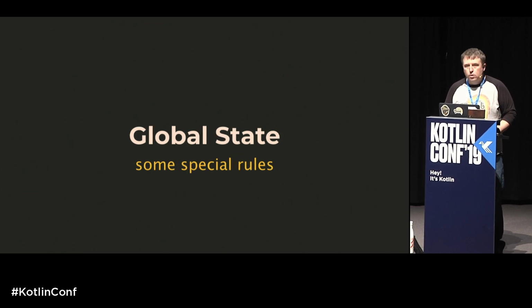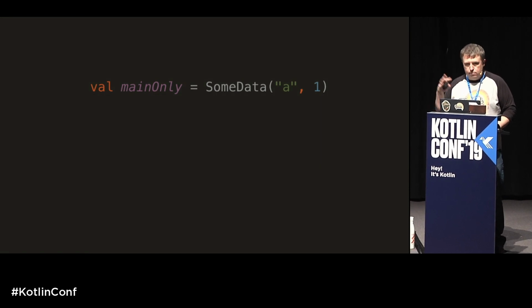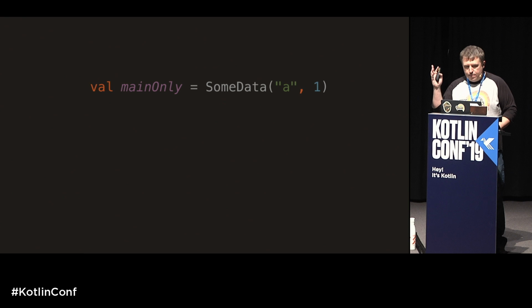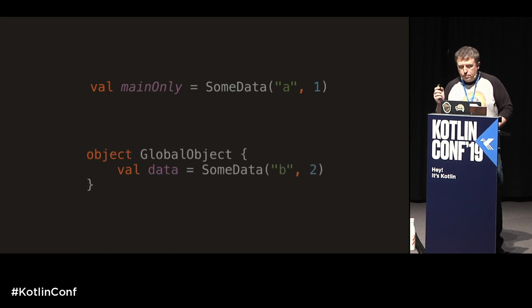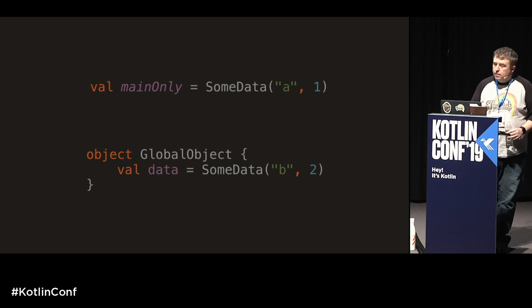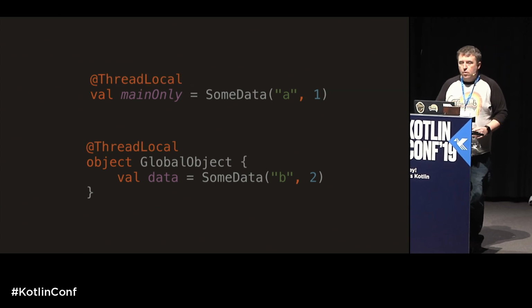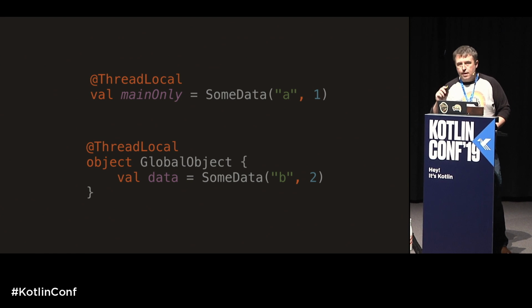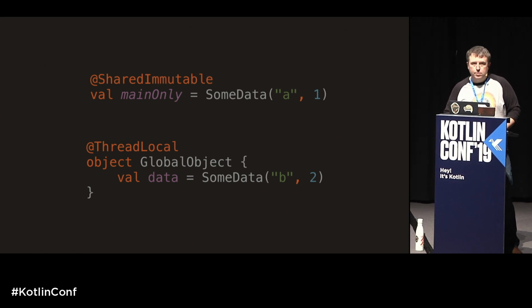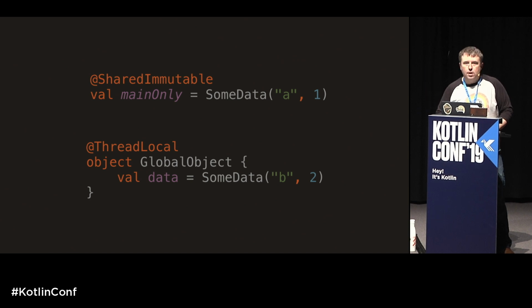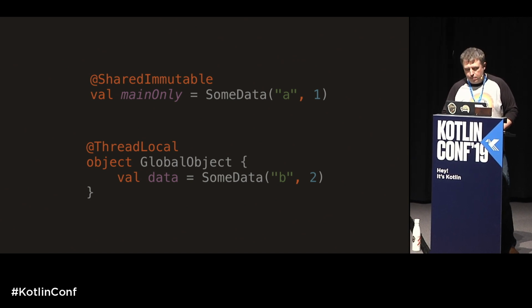So global state has some special rules. If you define a val or a var somewhere in open space in a file, it will only be available to the main thread, but it will be mutable by default. If you try to get at it from a background thread, you'll get an exception. Global objects will be frozen by default. You can get them from any thread, and it's the same instance, but you can't mutate any state. On either of these things, you can give it a thread local annotation, which will mean every thread gets a copy, but they're still mutable. And then the other option is for global vals. You can say share it immutable, and it'll be frozen, and everyone gets the same copy.